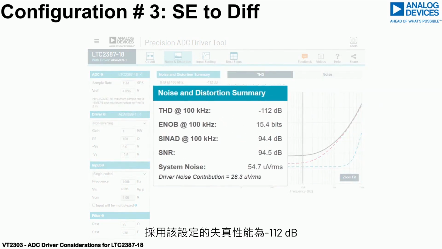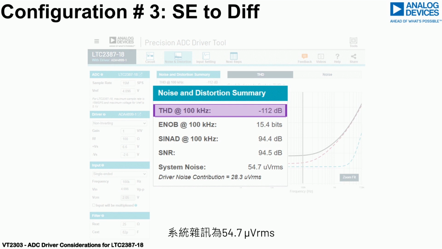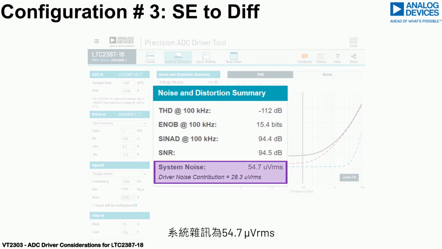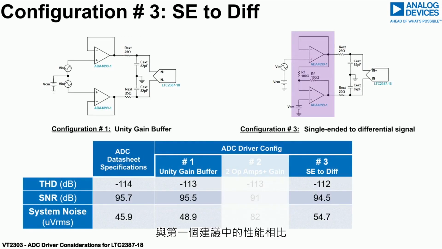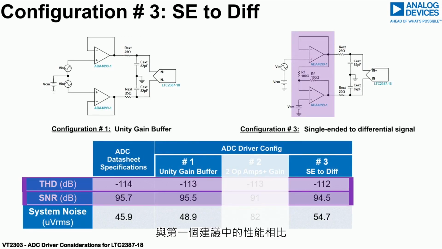The distortion for this configuration is -112 dB, and the system noise is 54.7 microvolts RMS, with the associated signal-to-noise ratio projected to be 94.5 dB. The distortion and signal-to-noise ratio are both reduced by approximately 1 dB.